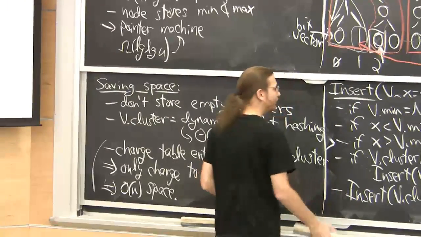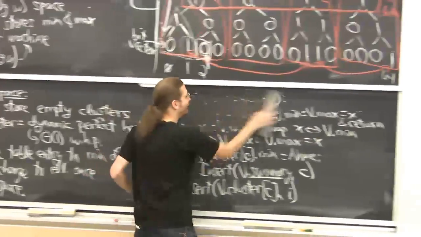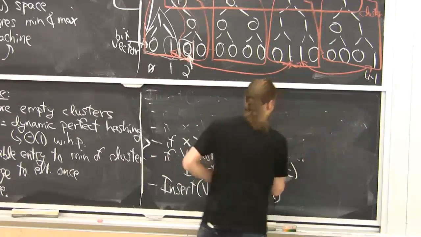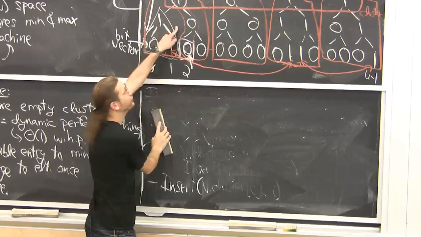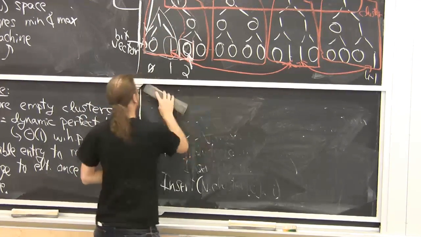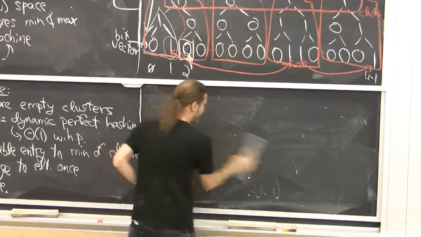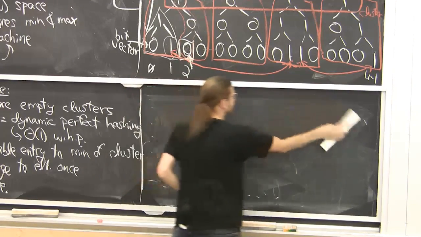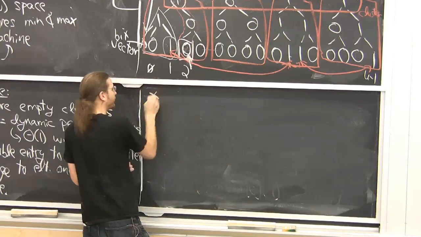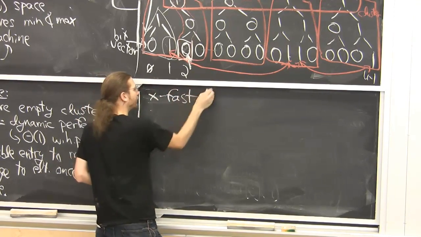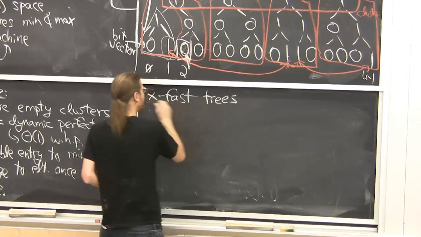But it turns out there's another way to do it. This is a completely different way to do Van Emde Boas. Actually, not that completely different. It's another way to do this, and with hashing. I'm going to start with what's called X-fast trees, and then we will modify it to get Y-fast trees. That's Willard's terminology.